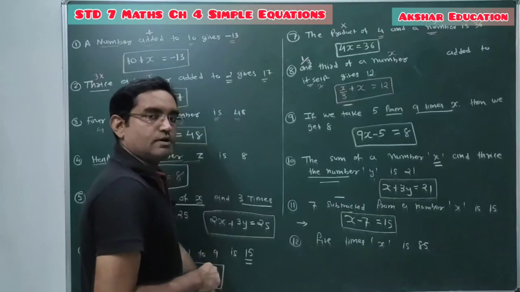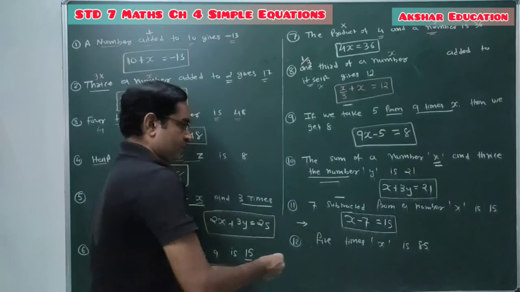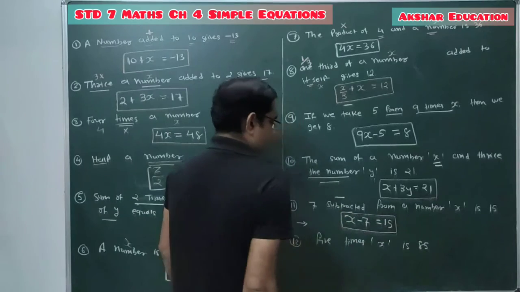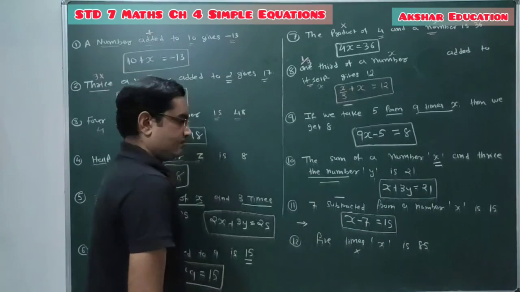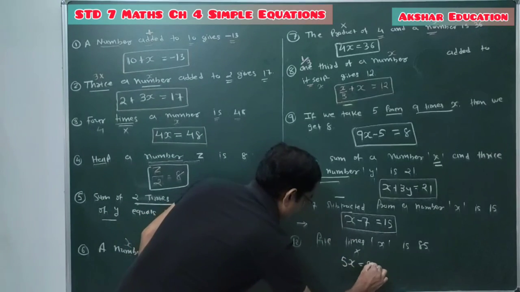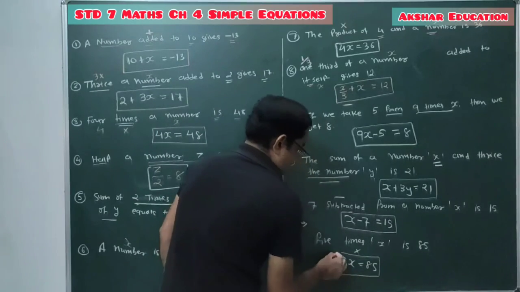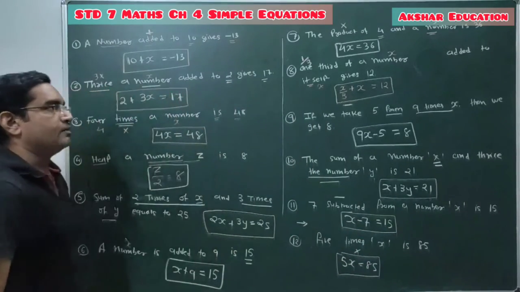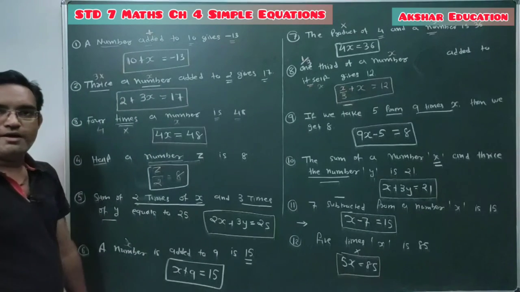Last but not the least, each and every statement is important for us. So 5 times x is 85. 5 times, multiplication, 5 into x. 5 times a number is 85. Clear? So this is how you can form a simple equation from a given statement. So pause the video and note it down.